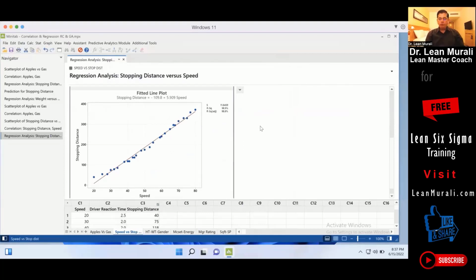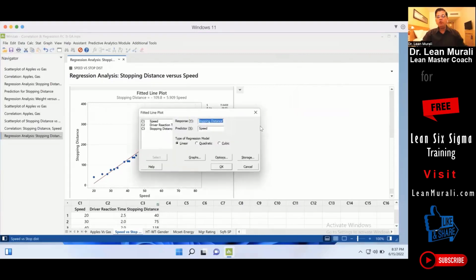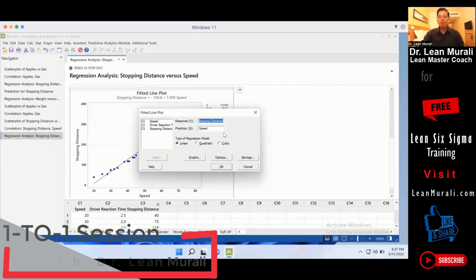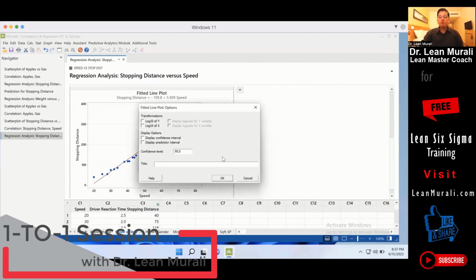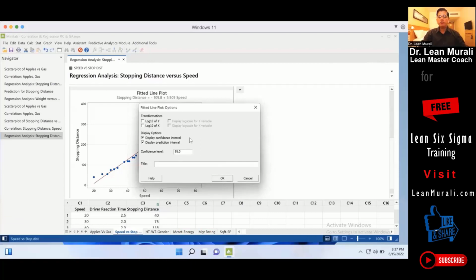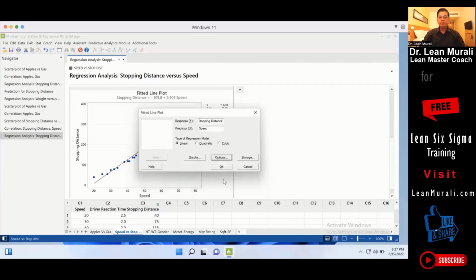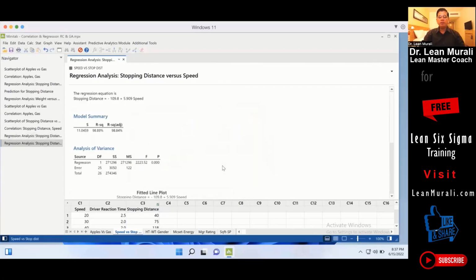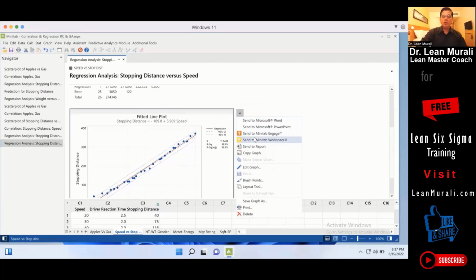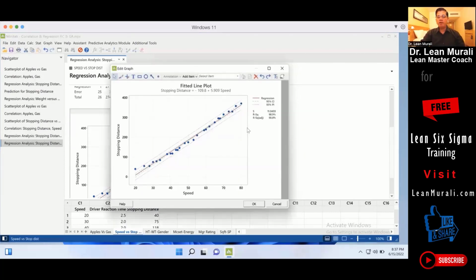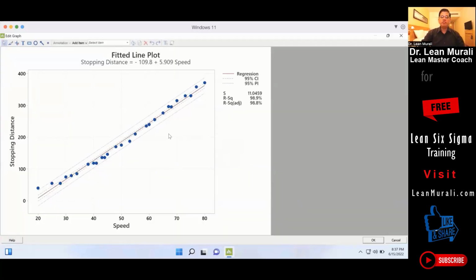I'm going to tell you an important command: Control E in MINITAB. Control E will take you to the previous dialog. Then you go to Options and choose display confidence interval and display prediction interval. Once you say OK, and then OK again, do you see some additions in this graph? Yes, you see the additions.